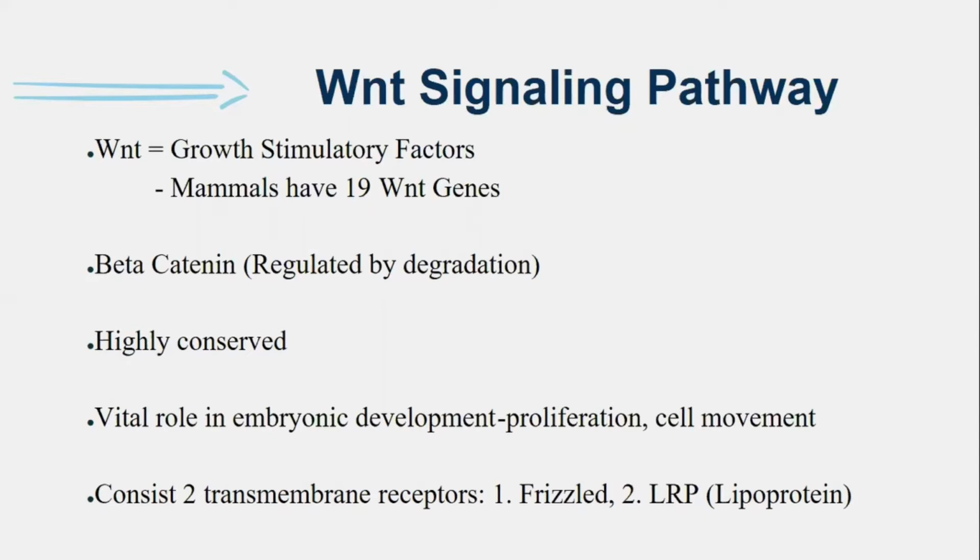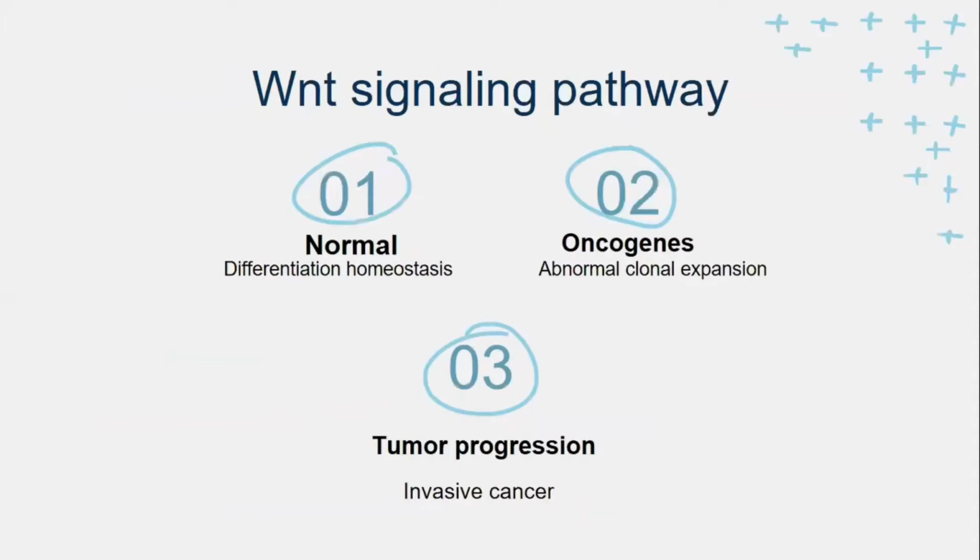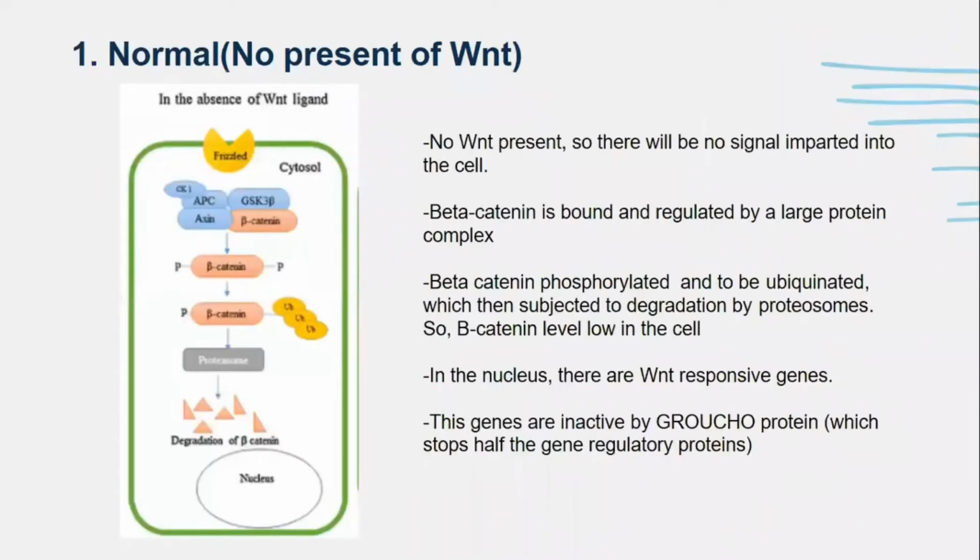There are two transmembrane receptors. The first one is Frizzled and the second is LRP, which is a lipoprotein. In the Wnt signaling pathway, there are three pathways involved. Two of them are involved in the normal stem cell, which are normal and oncogenes. The third one is involved in the cancer stem cell, known as tumor progression or invasive cancer. So let's go through them one by one.